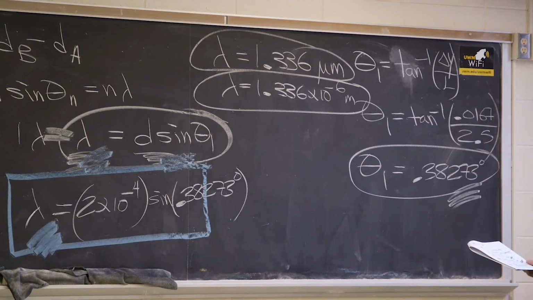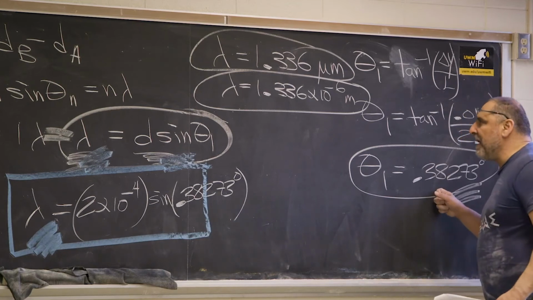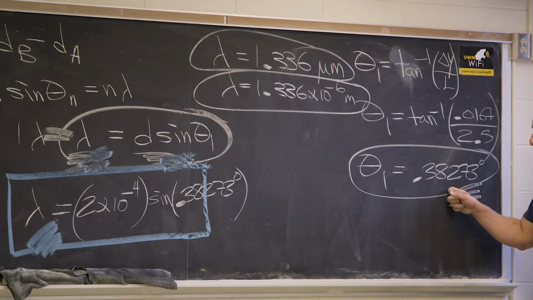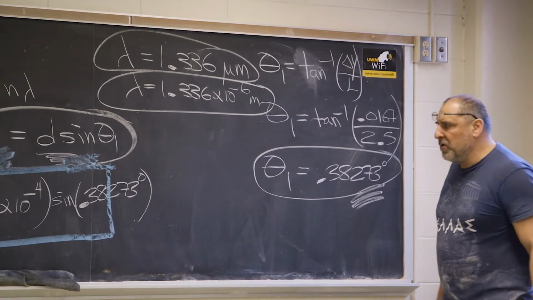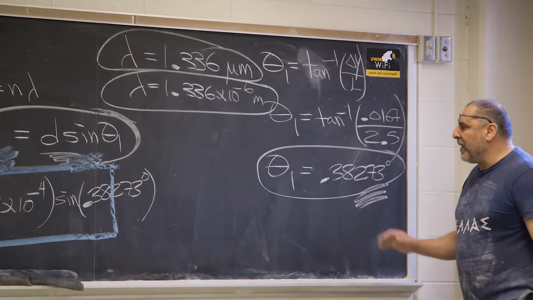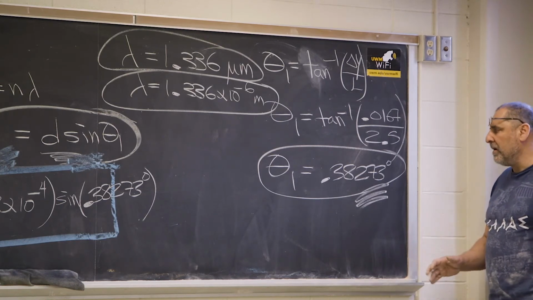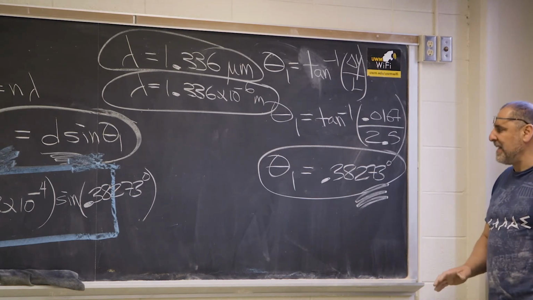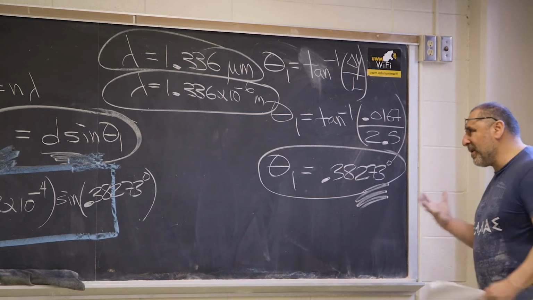For very small angles in radians, where theta equals S over R, theta is approximately equal to sine theta is approximately equal to tan theta. This approximation does not apply when theta is expressed in degrees. If I would have converted this theta into radians, I could have used sine theta 1 is approximately equal to tan theta 1. So sine theta 1 is approximately equal to tan theta 1 is approximately equal to theta 1 if theta 1's in radians. So it's so important to know the radians.